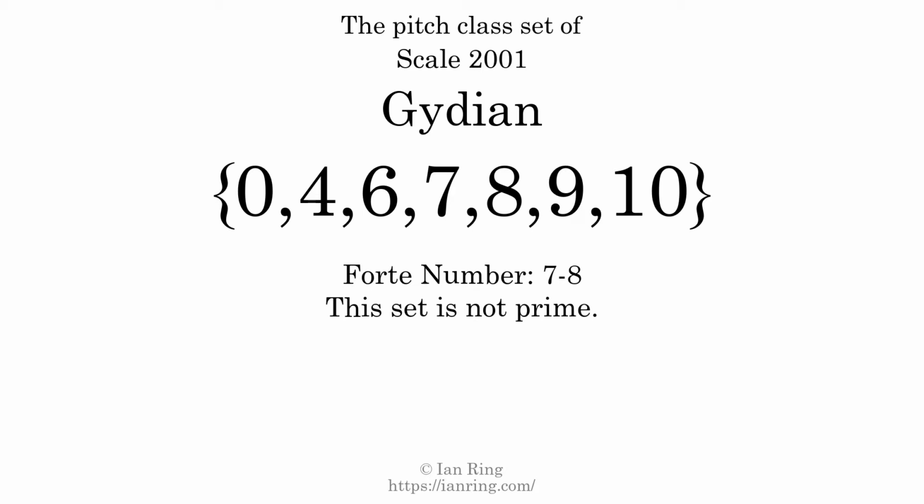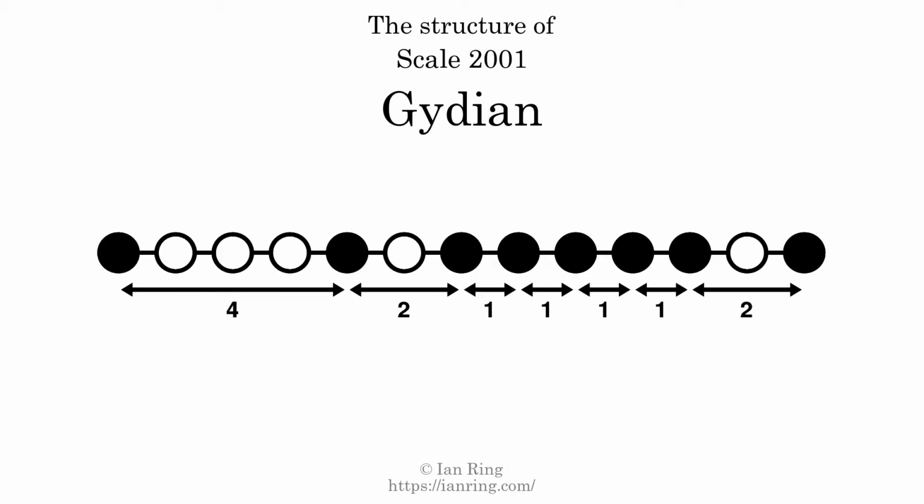The forte class is 7-8. This set is not prime. The structure of a scale is a description of the interval distance between each successive tone. This scale has a structure of 4 2 1 1 1 1 2.